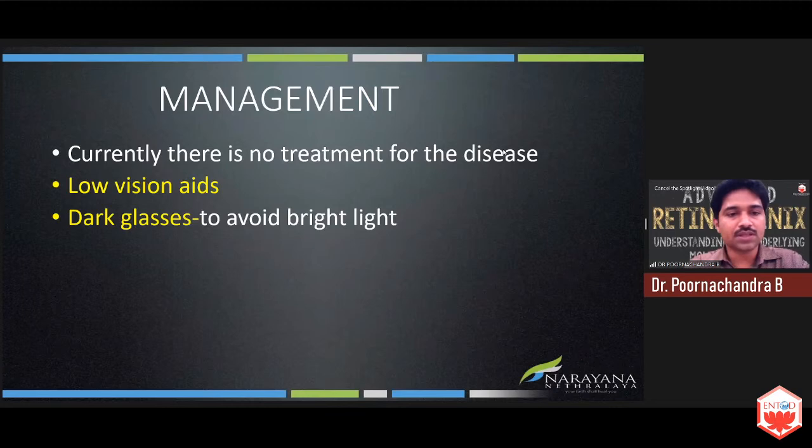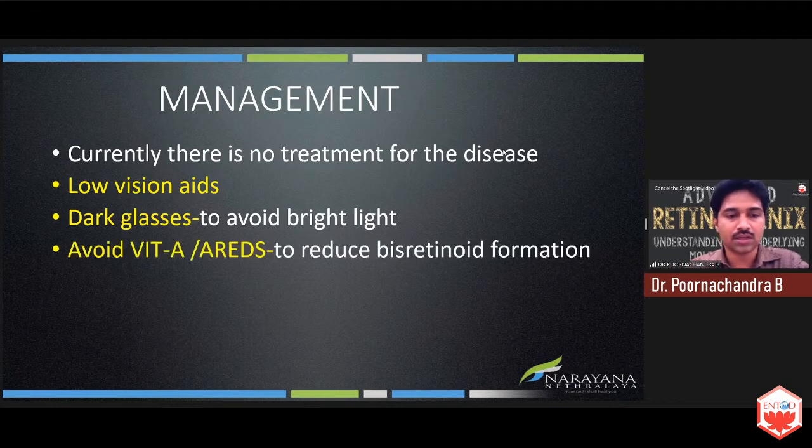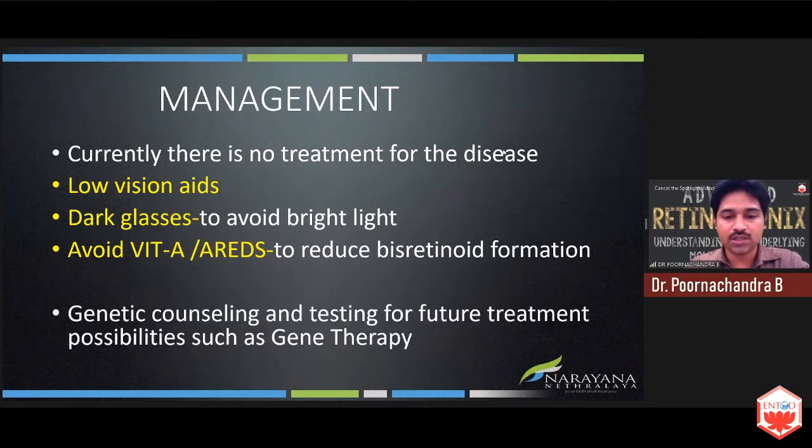So management of Stargardt's: currently there is no treatment available for this disease. You can use low vision aids and dark glasses to avoid bright light, and we need to avoid vitamin A supplements to reduce bisretinoid formation, because these are known to stimulate the visual cycle. For genetic counseling and testing for future treatment, of course, Dr. Anu will be covering these aspects in detail in the talk now after me.